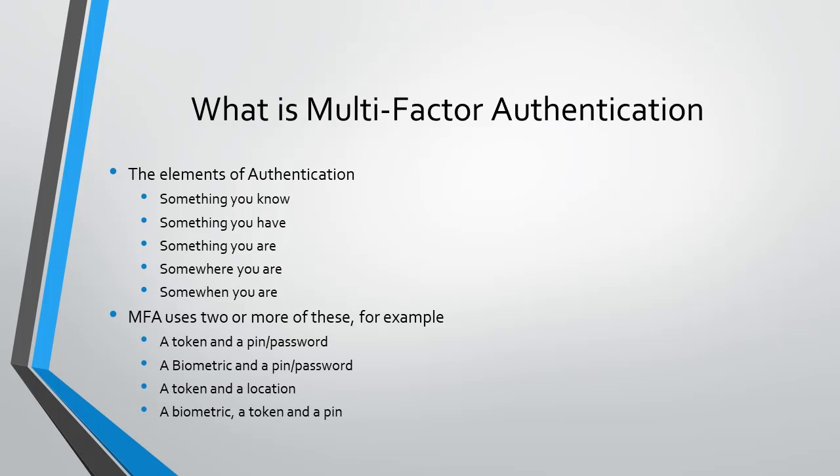More recently, two additional factors have come to be accepted. Somewhere you are, like a GPS coordinate, or a particular work location, and somewhen you are, like a particular time of day or shift. These last two factors can be used to differentiate access in and out of office hours and office situations. Two-factor authentication is a simple combination of any two of the listed elements. If it is desired, this can be expanded to three or more factors for highly secured information.